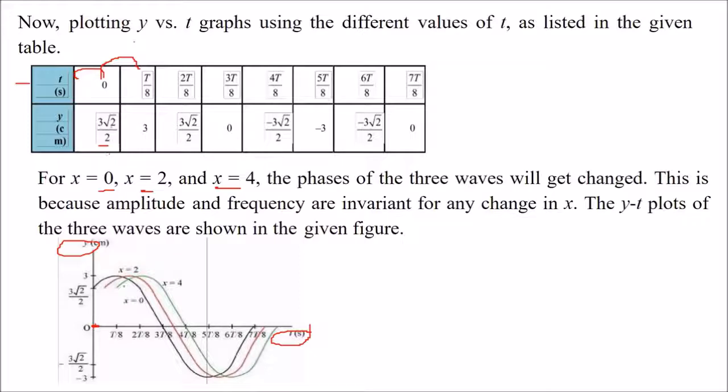And for x equal to 0, x equal to 2 and x equal to 4, the phases of these three waves will get changed. How? First you have to plot this t with y. Say for t equal to 0, what is y? 3 root 2 by 2. So this is 3 root 2 by 2. At t equal to T by 8, you have to put y equal to 3. So what is 3? Here. This is the point. This is how you make the graph.